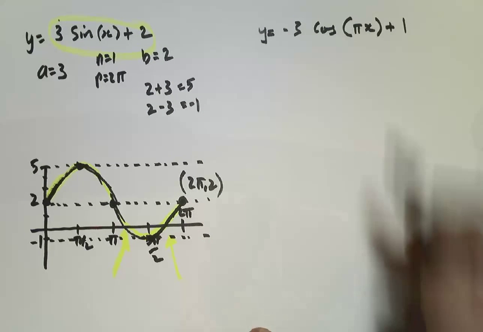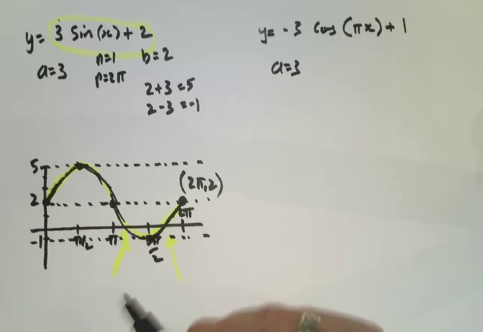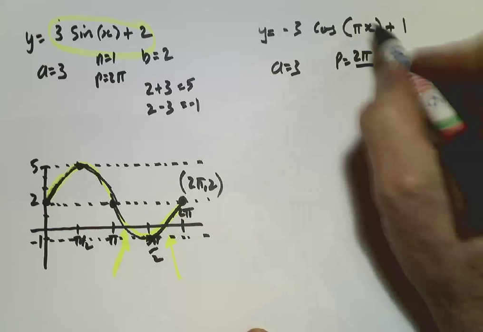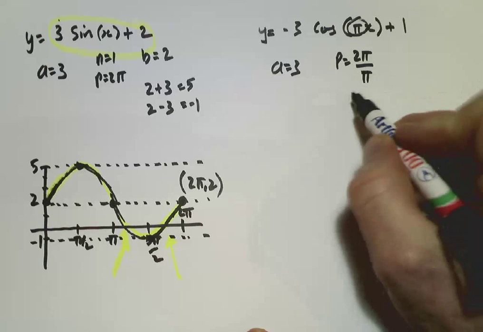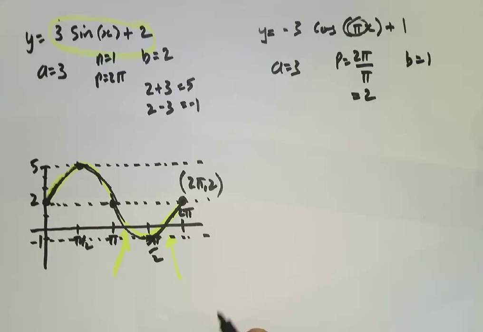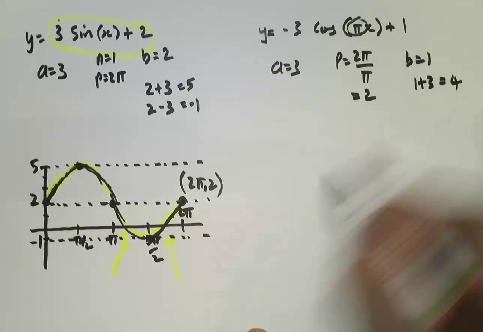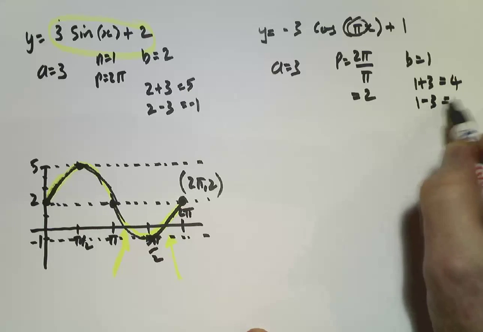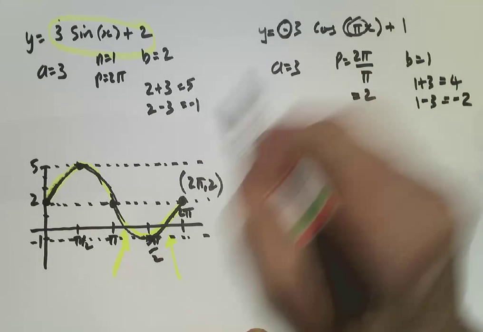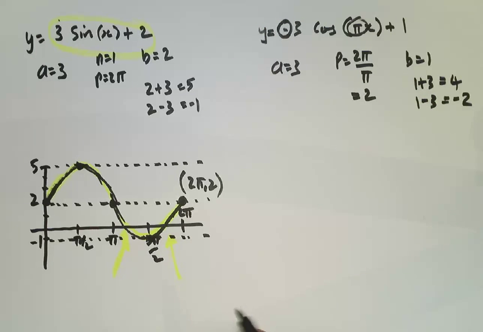And lastly, the cosine of, so -3, so my amplitude is equal to 3. The period is equal to 2 pi divided by n, and n in this case is pi, so my period is 2, and I have a mean of 1. Therefore my maximum will be 1 plus 3 or 4, and my minimum will be 1 minus 3 or -2. And instead of starting up high, it's going to start lower because it's been flipped over the x-axis.